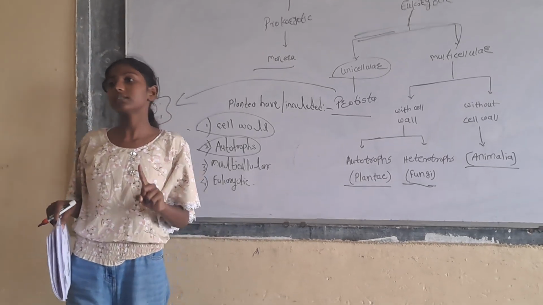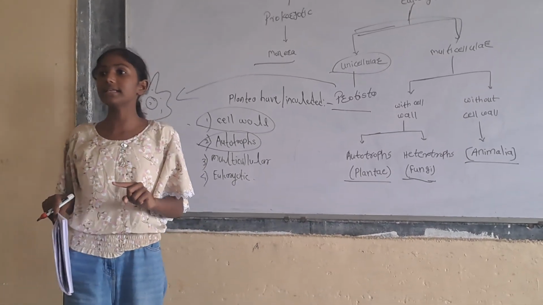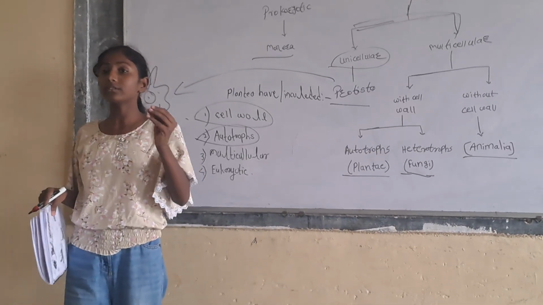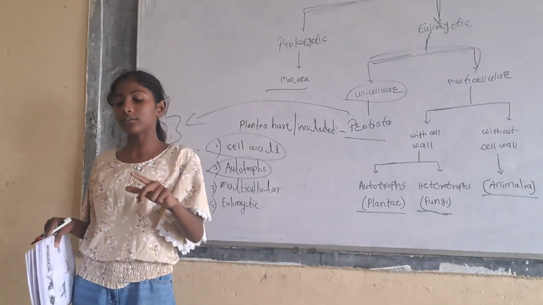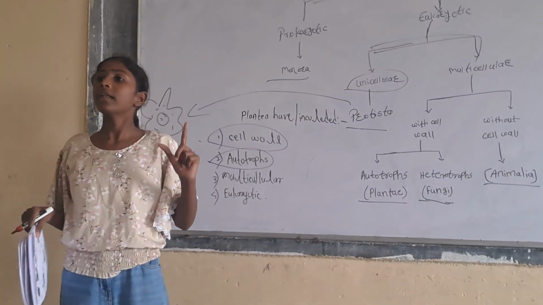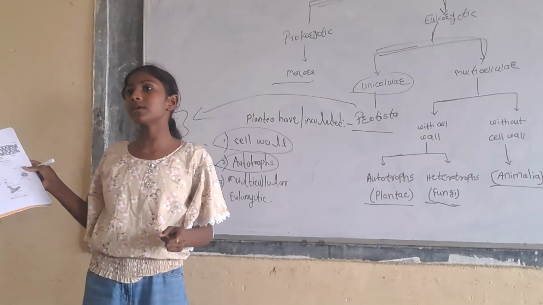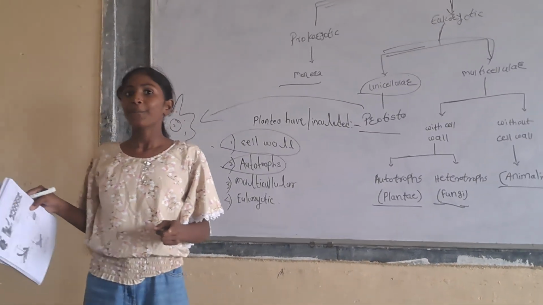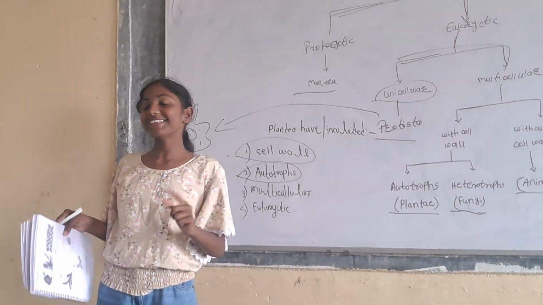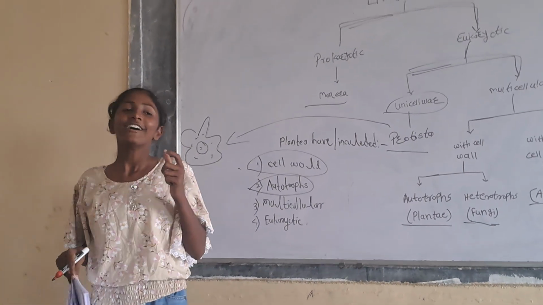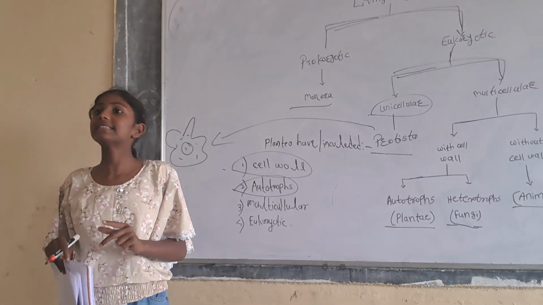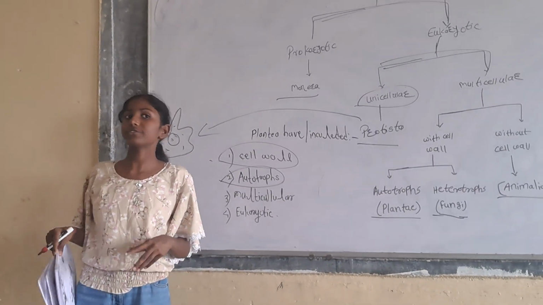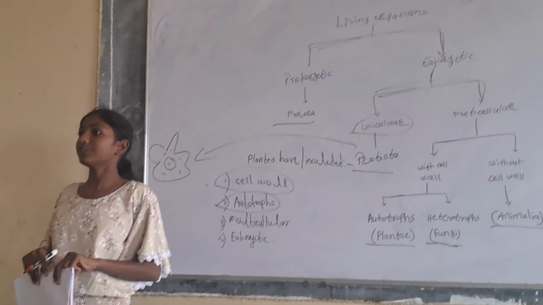And the dicotyledons have a taproot, and their leaf structure has reticulate venation. And the second one is the monocotyledons. Their root is a fibrous root, and their leaf structure has parallel venation. And this is all the information about living organisms. Thank you for giving me a chance.